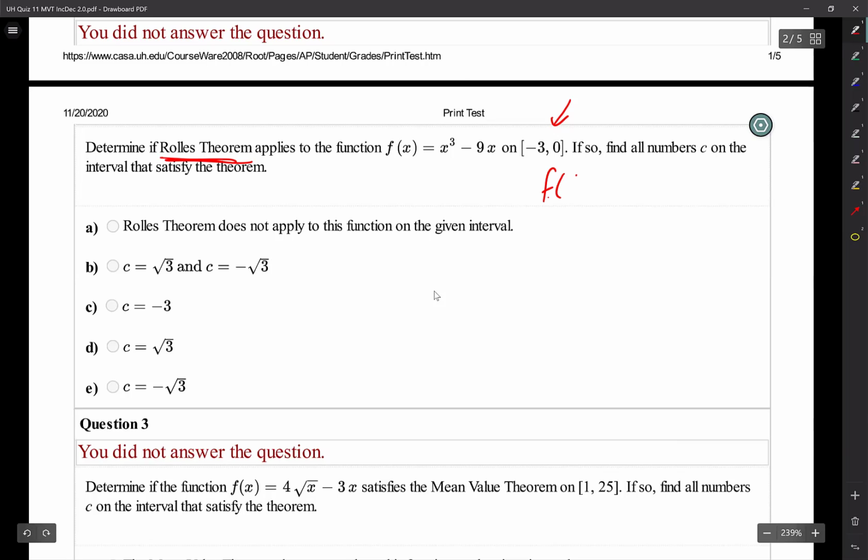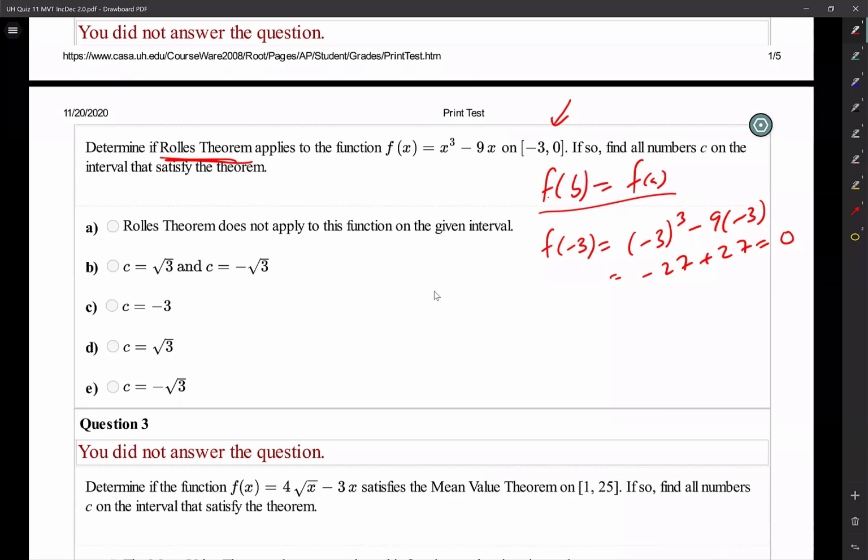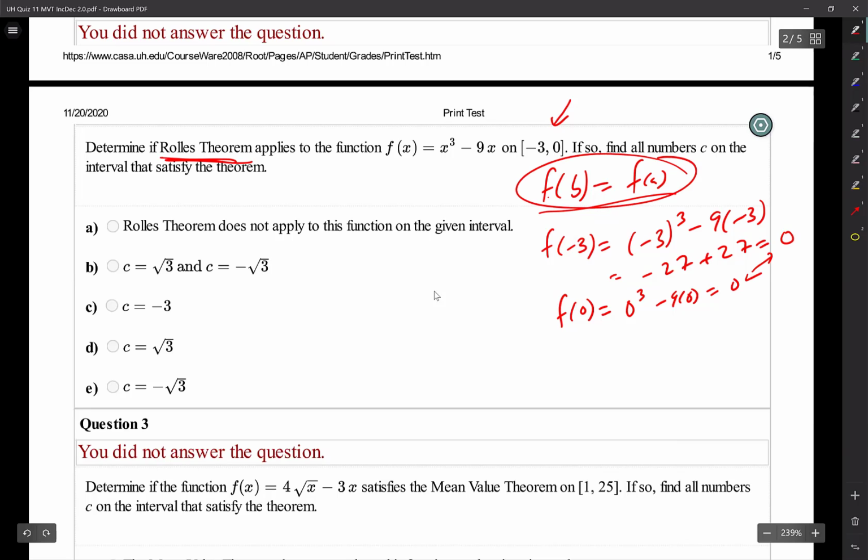Rolle's theorem is this, that f of b equals f of a, because the MVT slope is 0. Let's see if this is true. f of negative 3: negative 3 to the third power minus 9 times negative 3. That looks like negative 27 plus 27. I get 0. It doesn't have to equal 0. They just have to equal each other, f of b and f of a. So now let's see if f of 0 equals 0. 0 to the third minus 9 times 0, it's 0. Yep, they're the same. f of negative 3 equals f of 0, so Rolle's theorem applies.